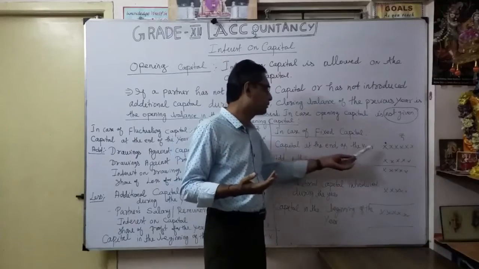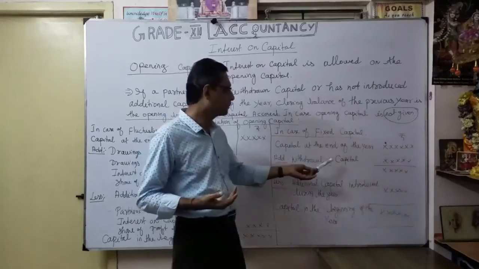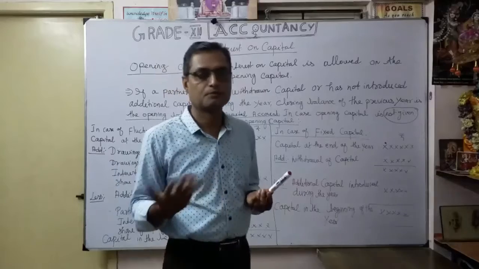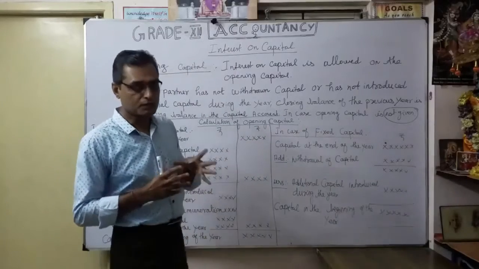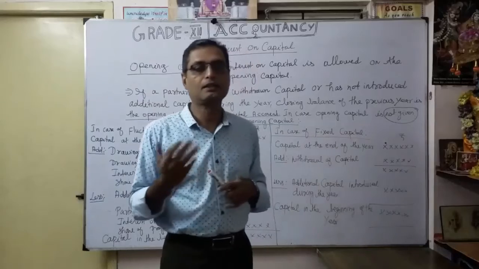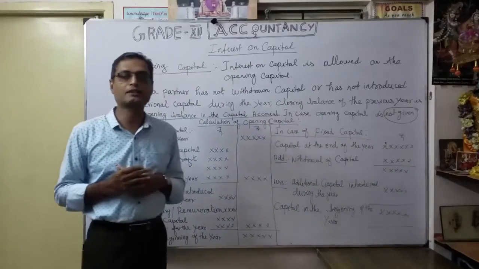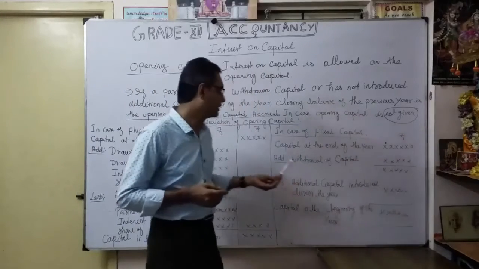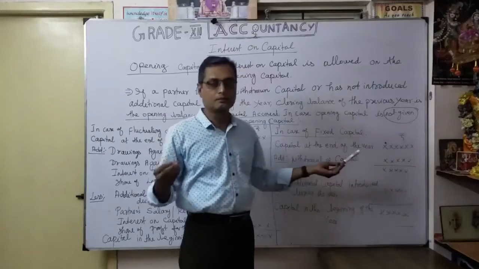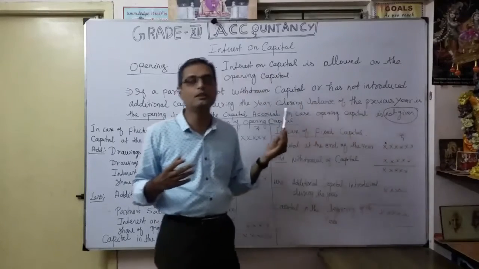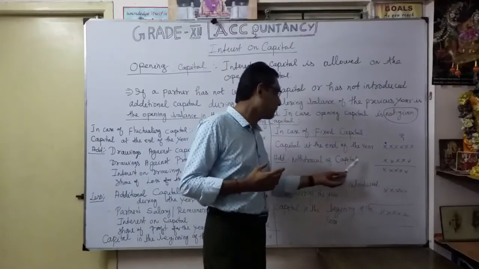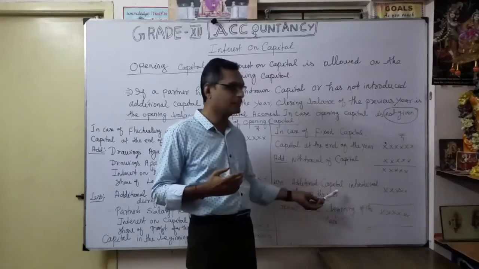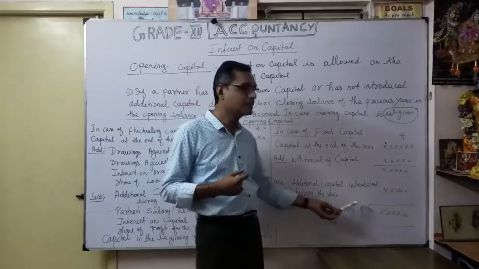Capital at the end of the year, then you add withdrawal of capital. You already studied this in your plus one, which chapter? Single entry, isn't it? Calculation of opening capital, closing capital, thereafter drawings, thereafter additional capital. In the same manner here, in case of fixed capital, first take capital at the end of the year from the available statement. Then add withdrawal of capital. Then you deduct additional capital introduced during the year. You will get capital in the beginning of the year.